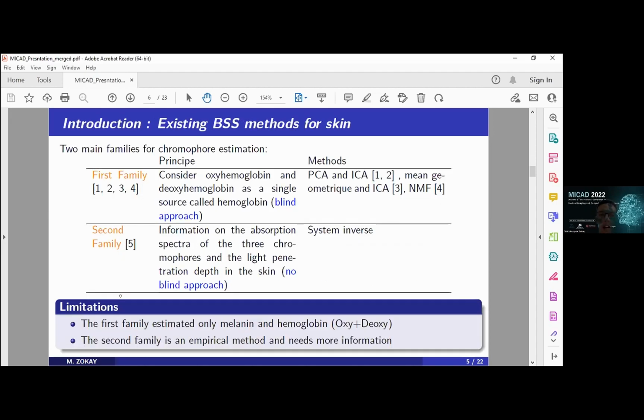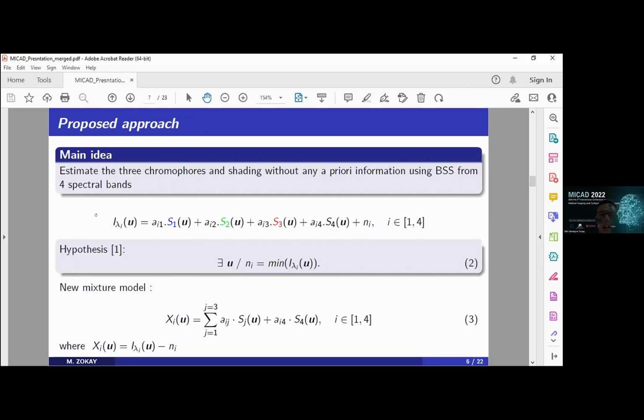Different approaches have been proposed in the literature to estimate these three main chromophores, and we can classify them into two main families. The first family consists in estimating melanin and hemoglobin, which is a mixture of oxyhemoglobin and deoxyhemoglobin, using ICA or PCA or NMF. The second family consists in estimating the three main chromophores, which are melanin, oxyhemoglobin, and deoxyhemoglobin, using new blind approaches and specific equipment. So our method is different from other methods.